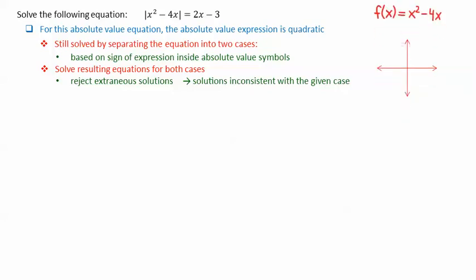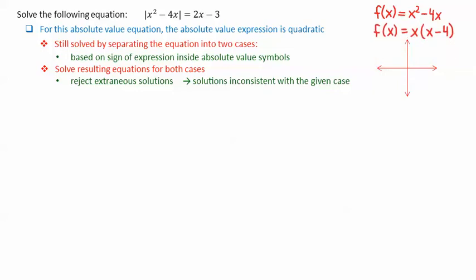Looking at the expression inside the absolute value symbols, x squared minus 4x, we have to consider when x squared minus 4x is greater than or equal to 0 and when it is less than 0 in order to separate this into the two cases.